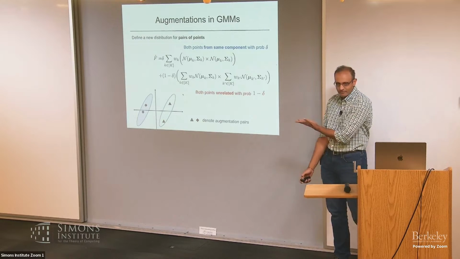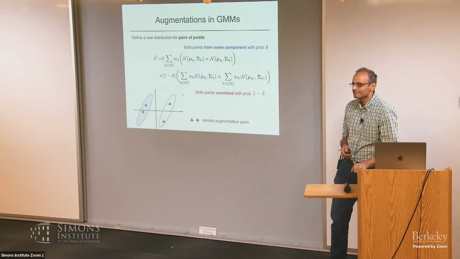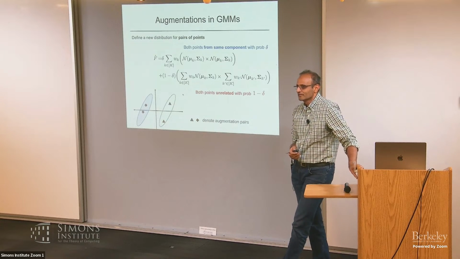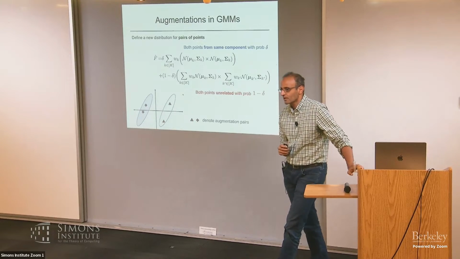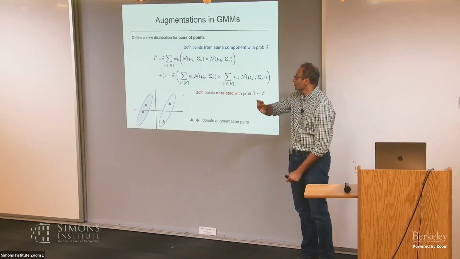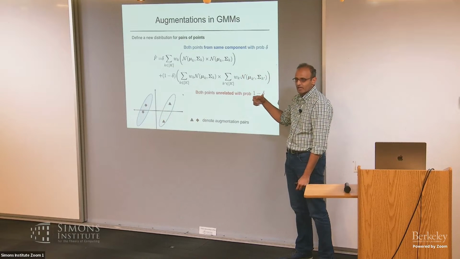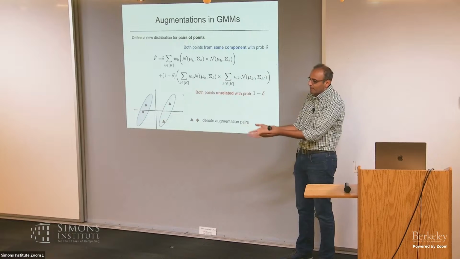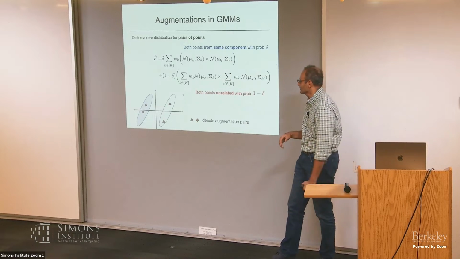Yeah, our theorem will have delta in there, so you can see that. But here we don't know what delta is a priori. Right. That's a good point. The pairs are not labeled as good pairs and bad pairs. For every pair, I don't know if it comes from the same Gaussian or not. Yeah, thanks. That's a good clarification.